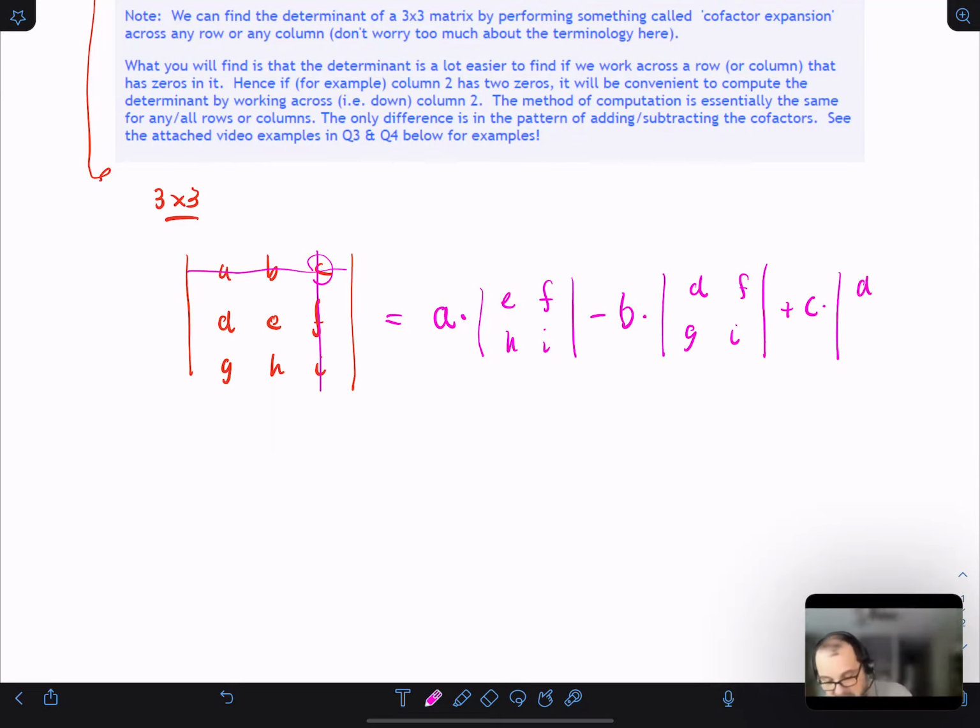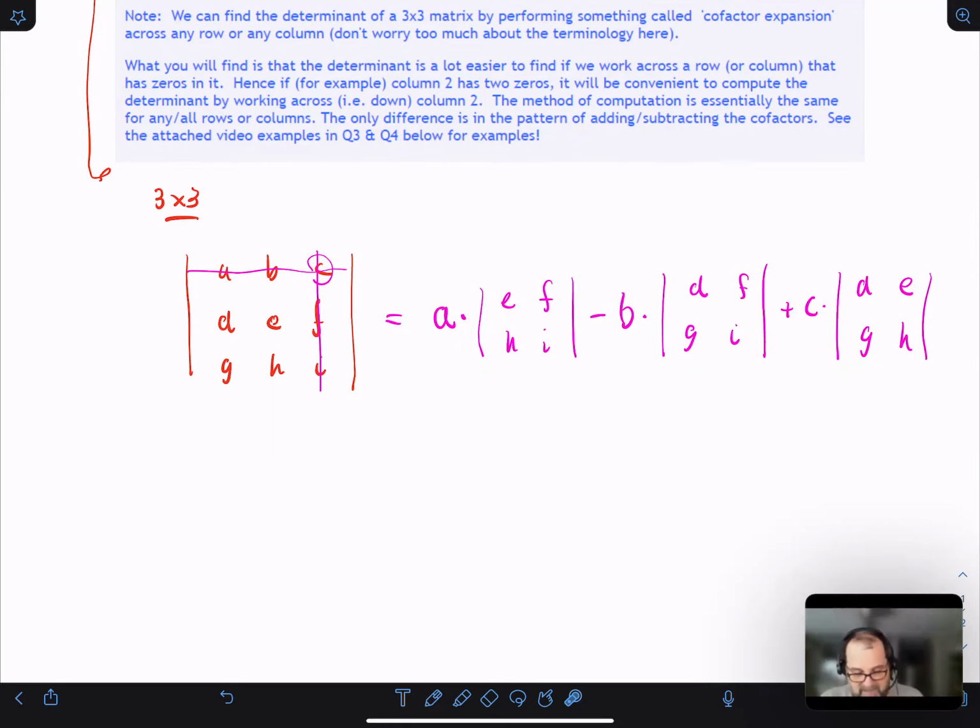So now we can evaluate this, right? We can evaluate this, we can evaluate this. Be careful with your signs. We can evaluate the determinant this way. What happens is, it actually doesn't matter how you expand. You can use any column or any row to do a cofactor expansion.